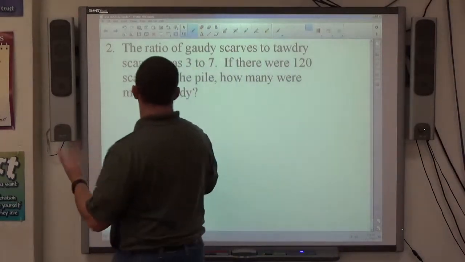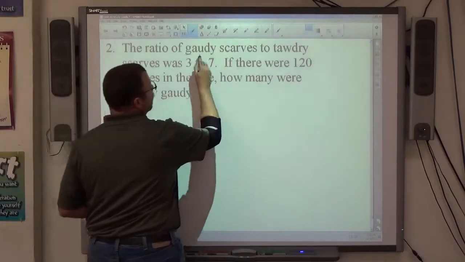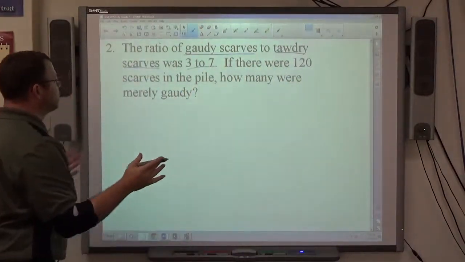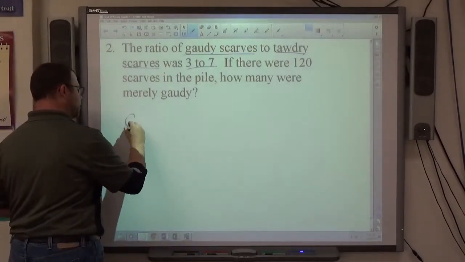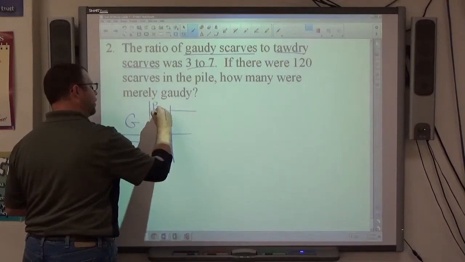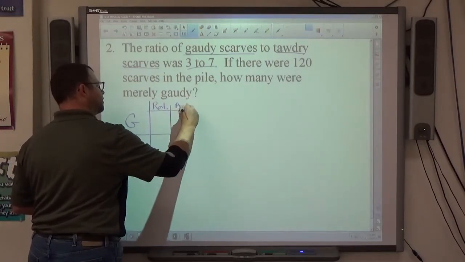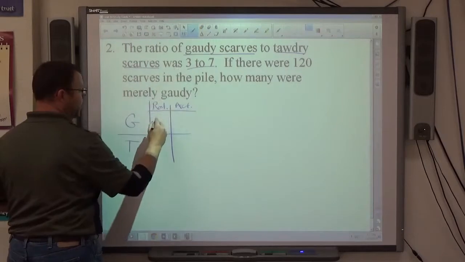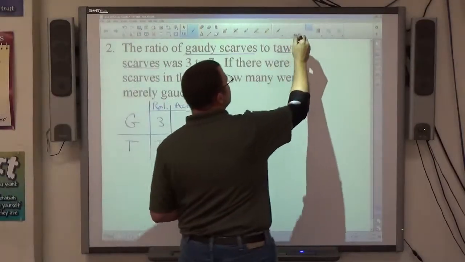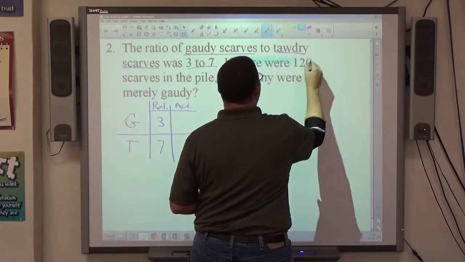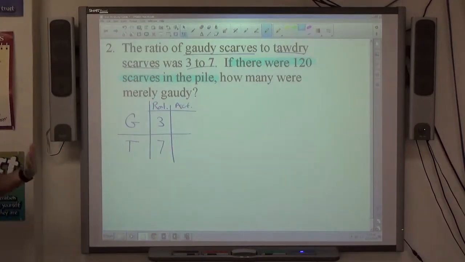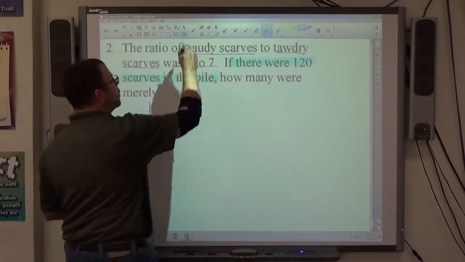So the difference between this one and the last one, other than the fact we're talking about scarves instead of good guys and bad guys. And so they give us that initial ratio. So we have gaudy scarves and tawdry scarves. And if we set up this ratio and actual thing, gaudy 3 to tawdry 7. Okay? The difference here is this says there were 120 scarves in the pile. It doesn't say 120 gaudy scarves, it doesn't say 120 tawdry scarves, it says 120 scarves.